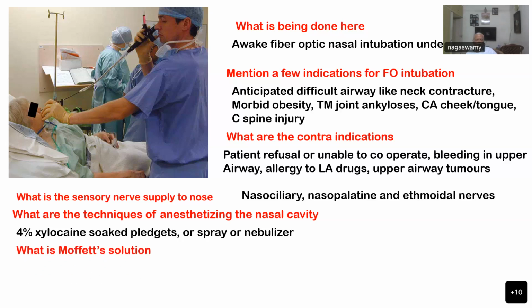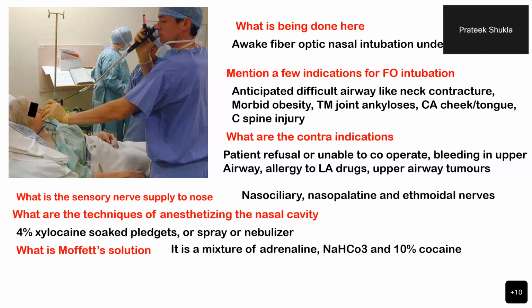Cocaine solution. Correct. It has cocaine and two other ingredients, all three combined together. Soda bicarb, very good. And then, what is the vasoconstrictor used there? Adrenaline, epinephrine. Yes. So it is a mixture of adrenaline, sodium bicarbonate, and 10% cocaine.